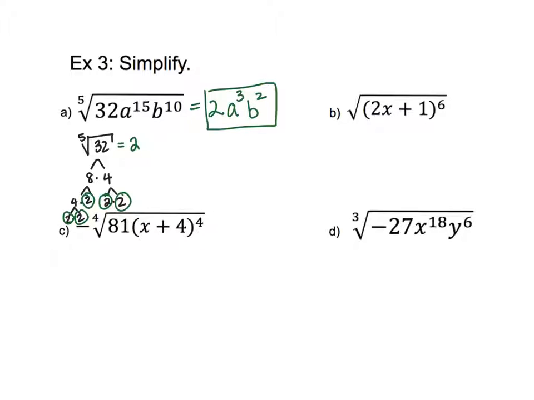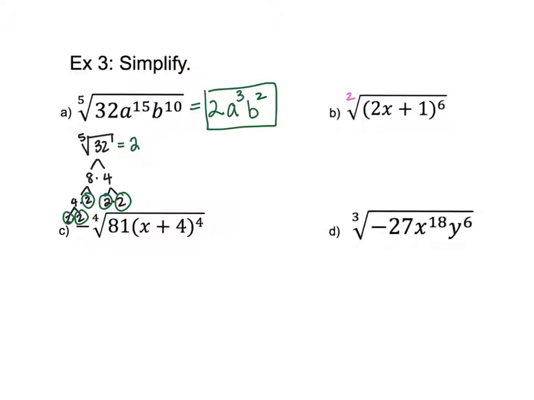Looking at B here, we have something in parentheses to the 6th power. What is the exponent or the root that goes here? So if this is a square root, by default, there is a 2 outside. And if I were to take the square root of this exponent, that means I would do 6 divided by 2, right? Which gives me 3. So my new exponent is 3.